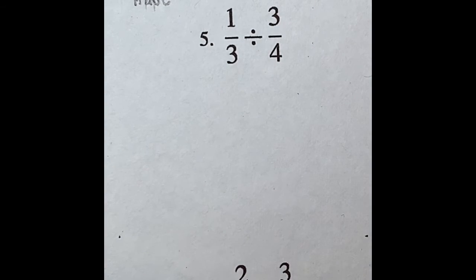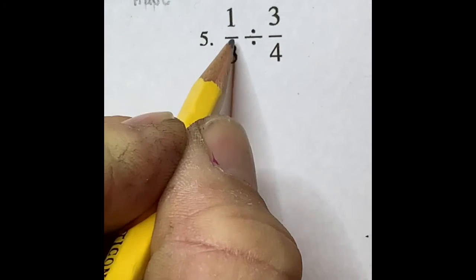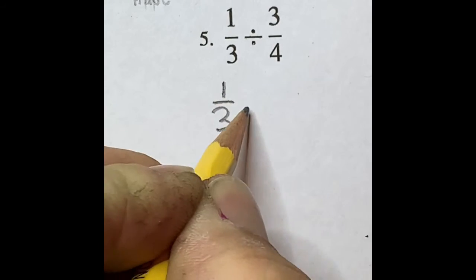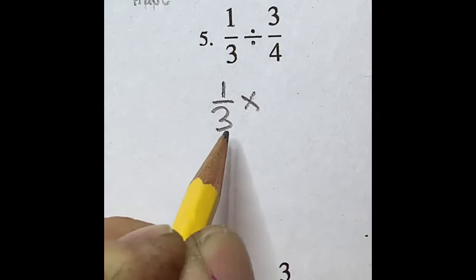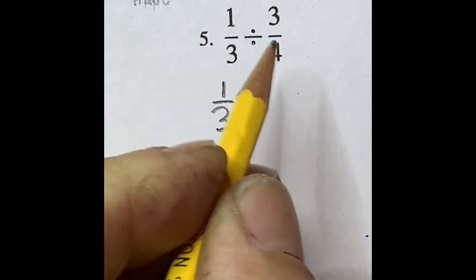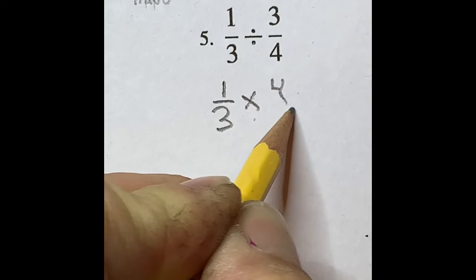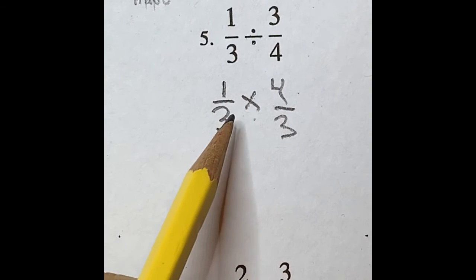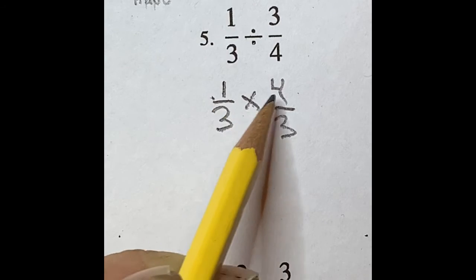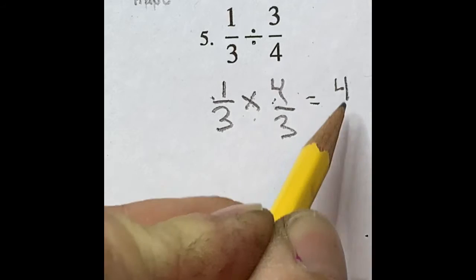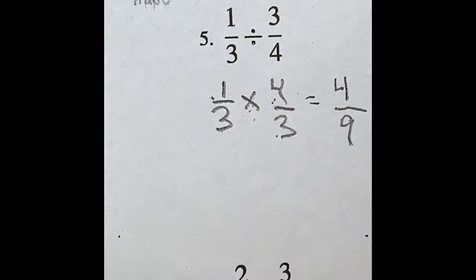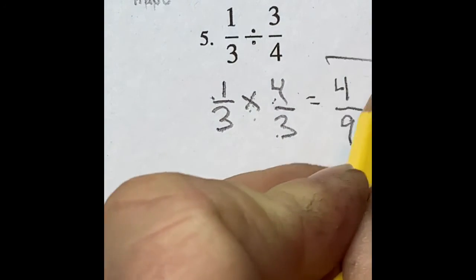All right, number 5. Ryan, let's go ahead and get this one done. What's the first thing? Keep. So we're going to keep 1/3 as 1/3. Then we're going to change the division to multiplication. That's the change. So we've done keep, change. What's next? Flip. Flip the 3/4 to 4/3. Now we're looking at just a regular multiplication problem. So it's numerator times numerator. 1 times 4 equals 4. Denominator times denominator. 3 times 3 is 9. So your answer is 4/9.